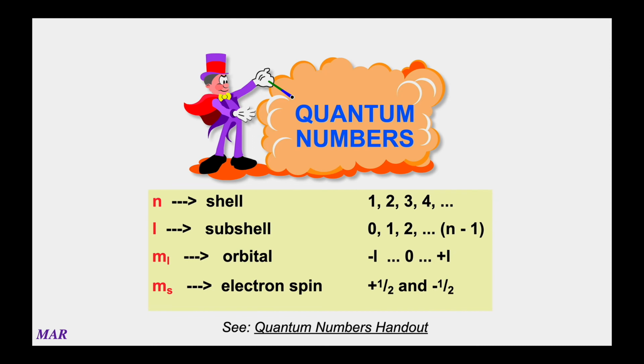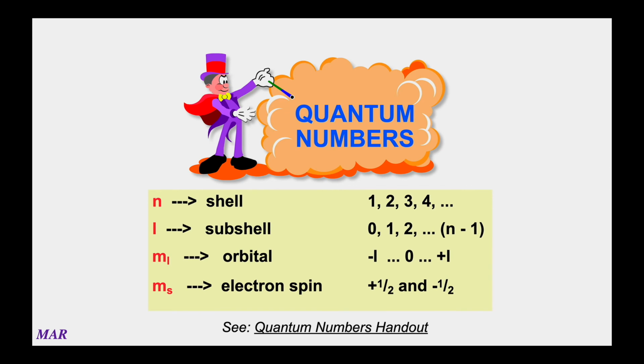M sub l, the orbital, depends on l. M sub l goes from negative l to positive l. So m sub l depends on l, just like we saw l depends on n. If you had an l of 1, m sub l would be negative 1, 0, and plus 1. If l was 2, m sub l would be negative 2, negative 1, 0, plus 1, plus 2, etc. So those three are all kind of connected.